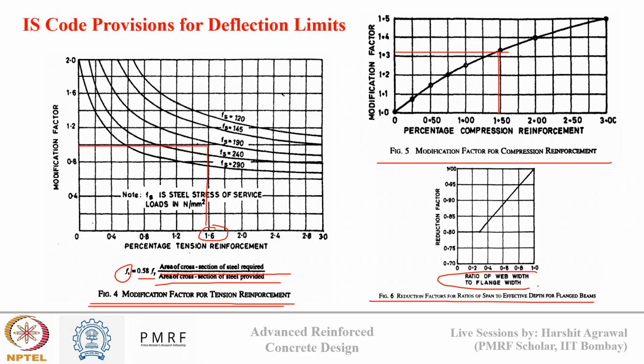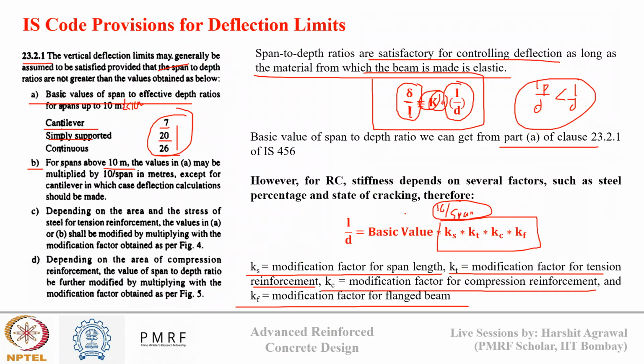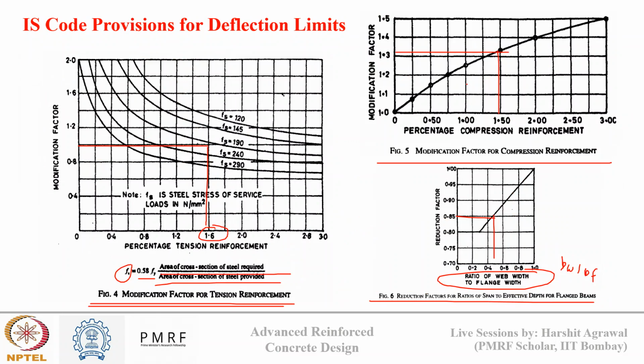Okay, the ratio of web width to flange width, BW by BF, again can give us the modification factor. So these are the different modification factors that we incorporate in the basic value to get the effective L by D limit. Okay, now let's use this on the question that we have seen.